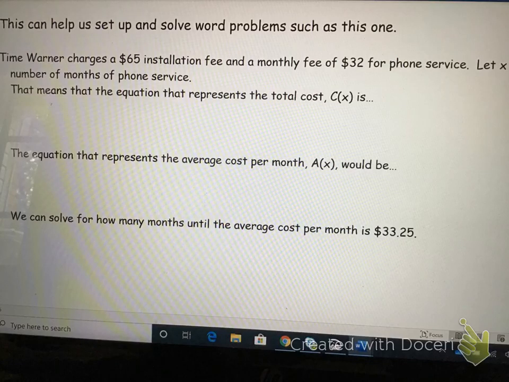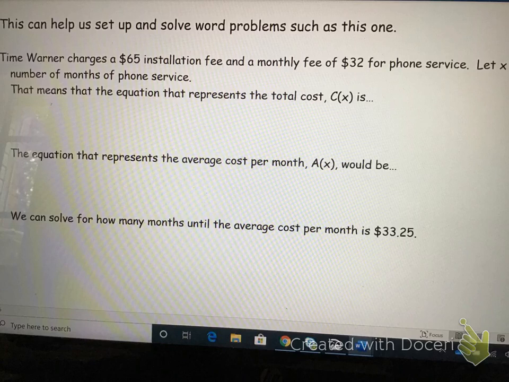Okay? Now what this gives us the ability to do is to solve word problems and set up word problems. And so what we have is we have a word problem that will step-by-step create a rational expression, and then we're going to set it equal to something so that we can solve it, as if it is a proportion.